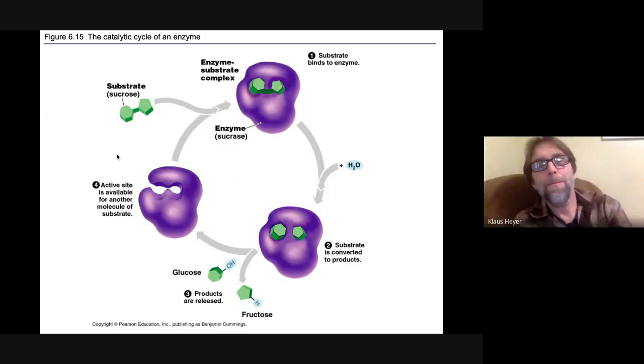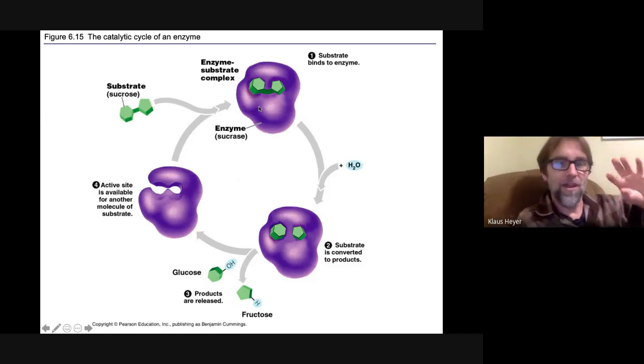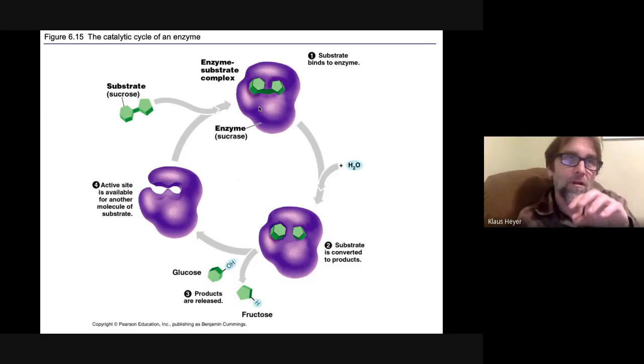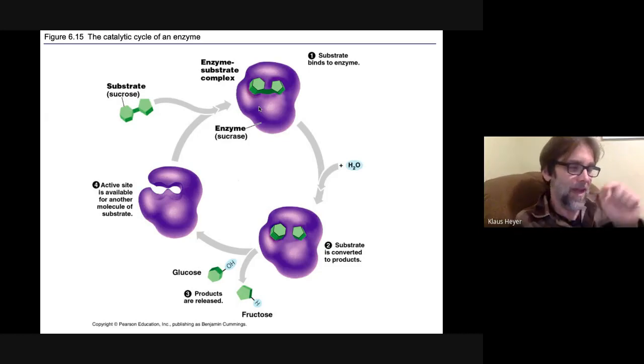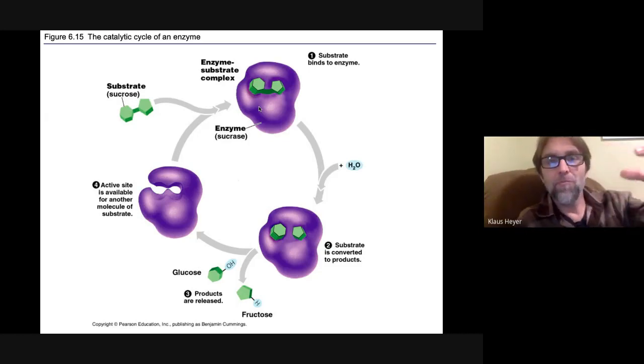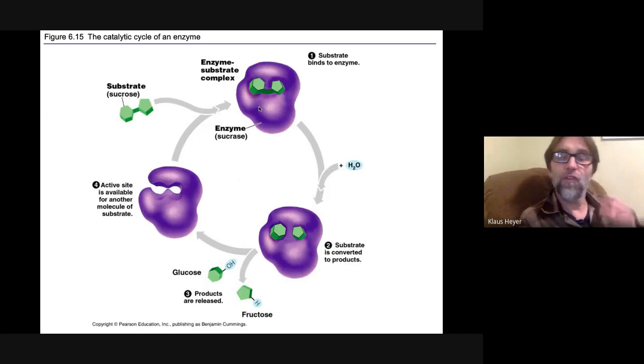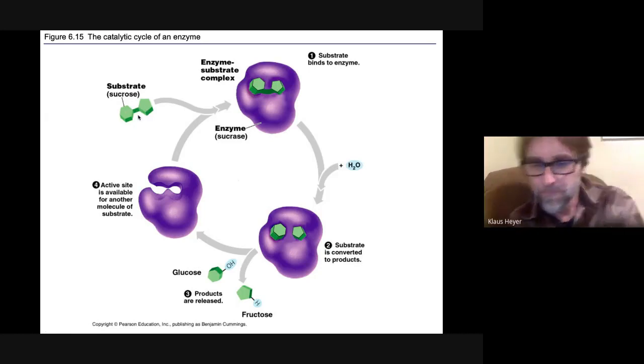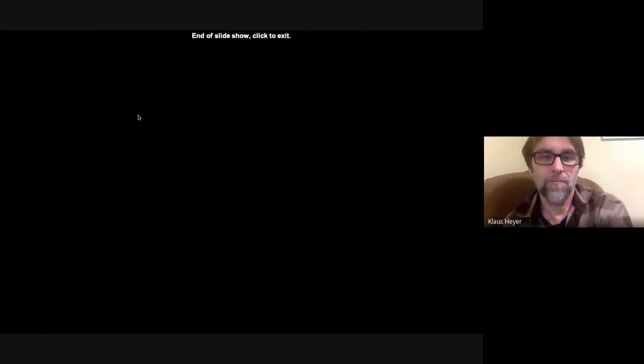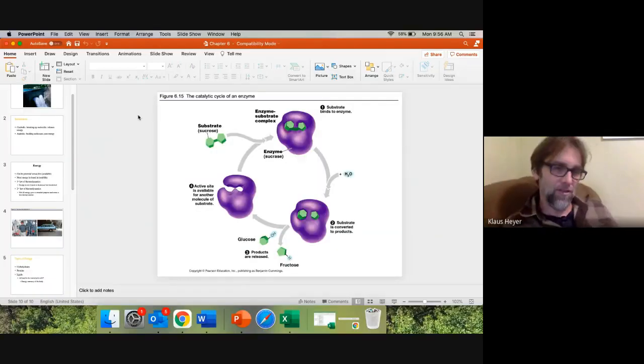Okay. So anyway, you don't need a whole lot of enzymes. An enzyme will do more. The enzyme will go to many substrates. The substrate is whatever the enzyme is working on. So in this case, the substrate is sucrose. And it just goes around and breaks it up. And that's the end of the slideshow.